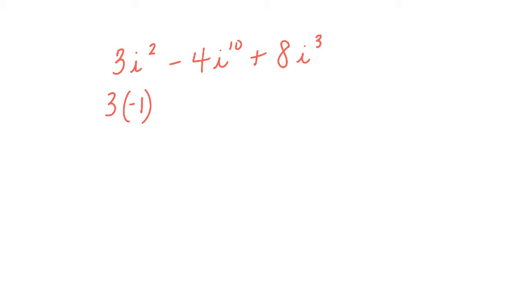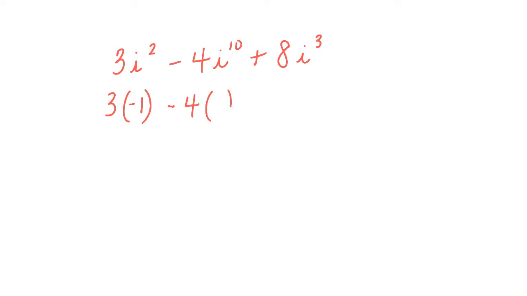All right, one more example. We had some fun ones in Delta Math that were like 3i squared minus 4i to the 10th plus 8i cubed. And what we had to do is break down all of these. I know i squared is equal to -1, so I'm going to put that there.